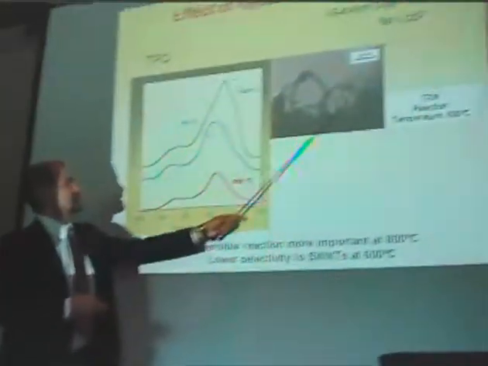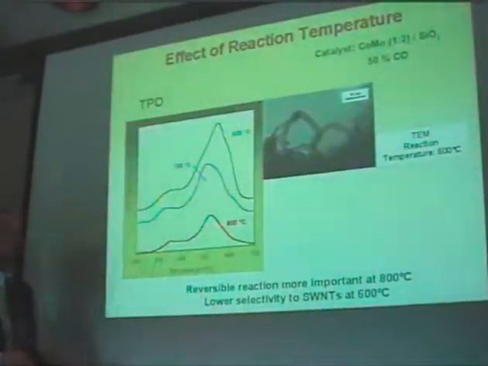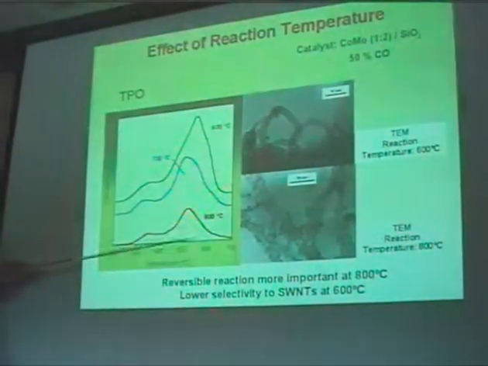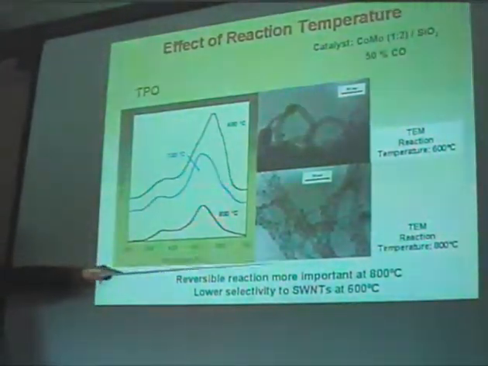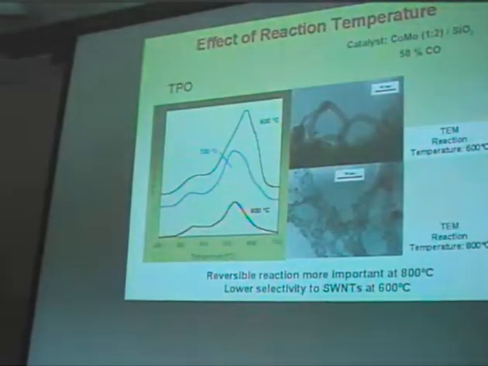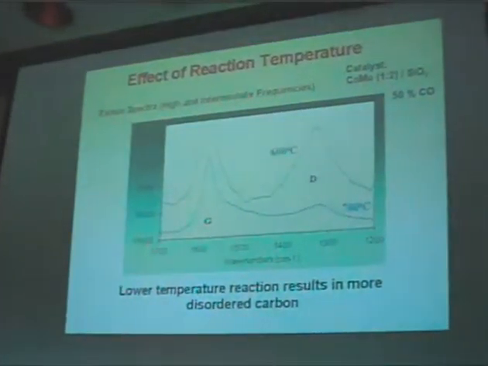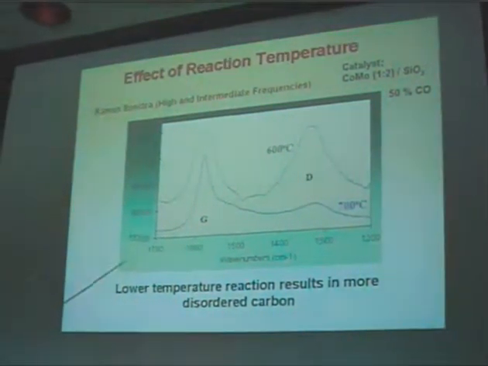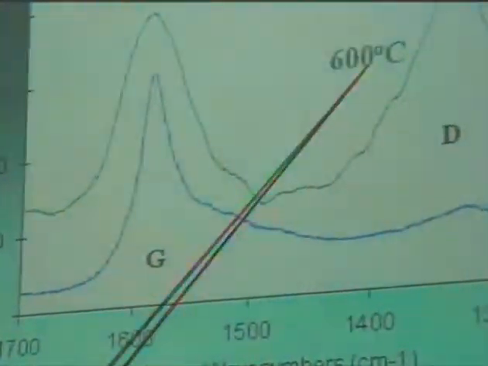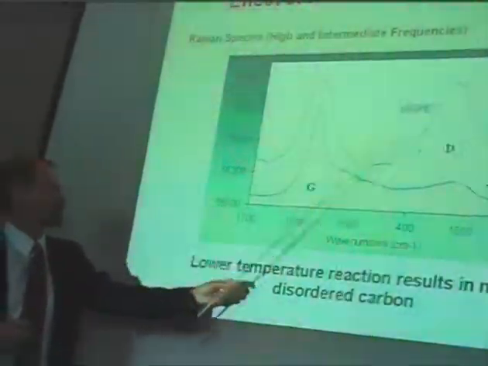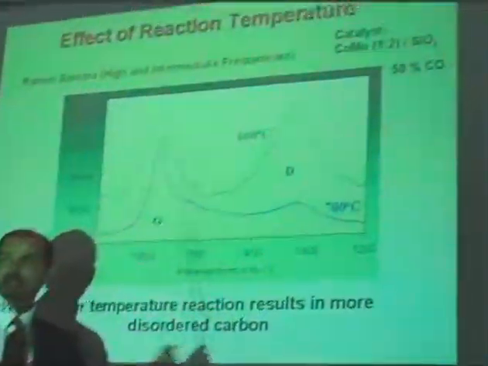You see that at 600 degrees, you observe those irregular fibers. But if you do the reaction at a higher temperature, 800 degrees C, the selectivity towards single-wall nanotubes clearly increases. Again, if we do Raman, we can see the one that we did at much lower temperature, 600 degrees, resulted in a much lower selectivity, as indicated by this band of disordered carbon.